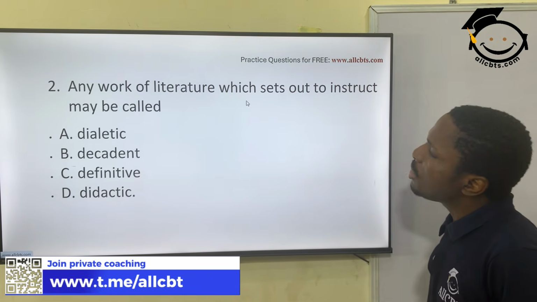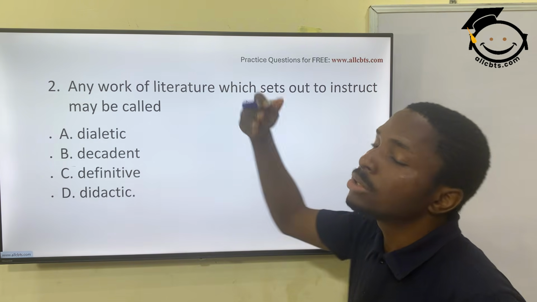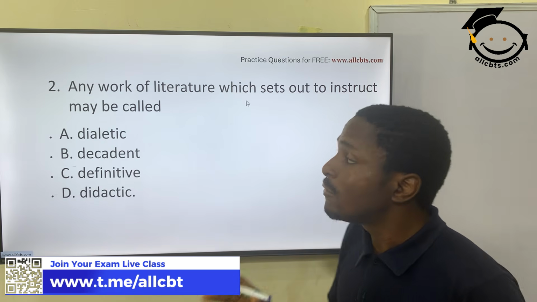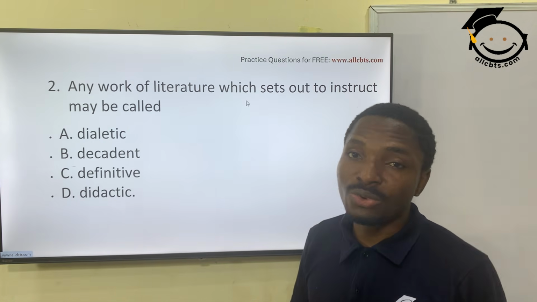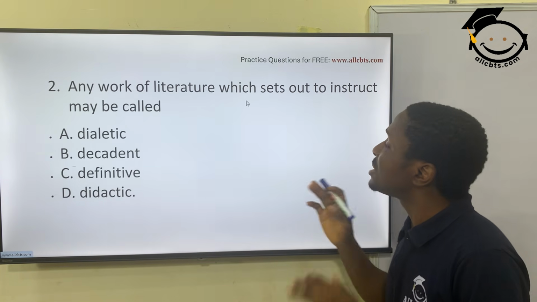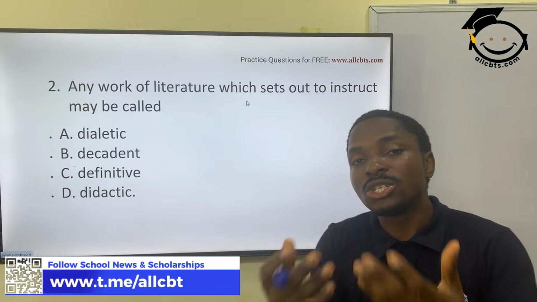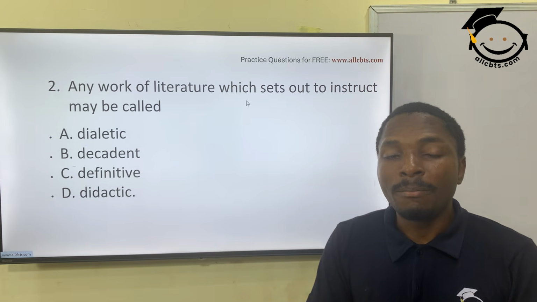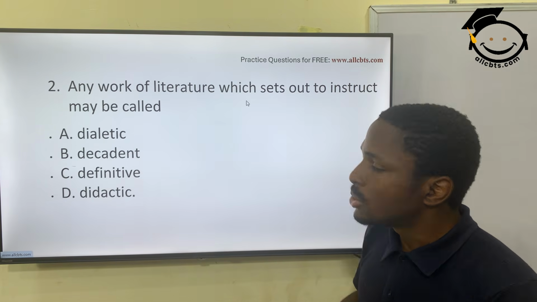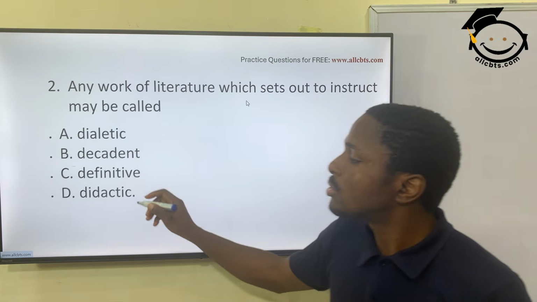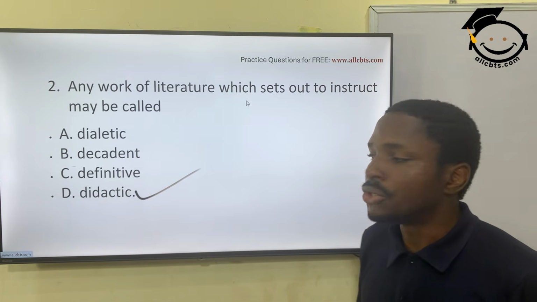Question 2. Any work of literature which sets out to instruct may be called dash. This is a simple and straightforward one. If you don't know it, you don't know it. So a work of literature which sets out to instruct, which is written to instruct, to teach, or to give instruction. Many of those proverbs in the book of Proverbs in the Bible. Such literature or such work is called didactic. They are didactic pieces of literature.